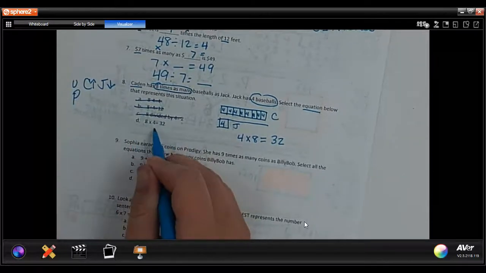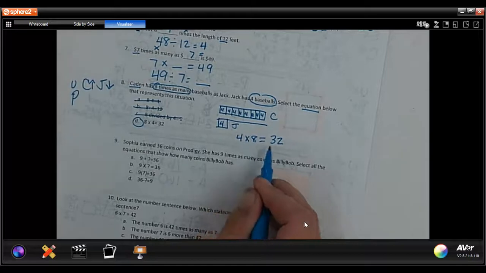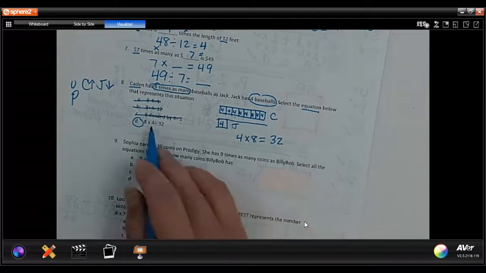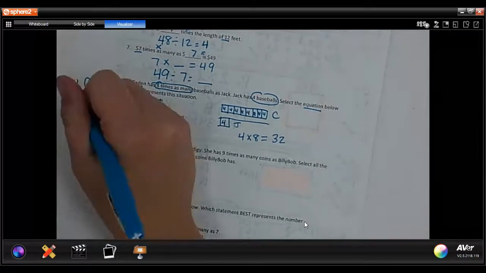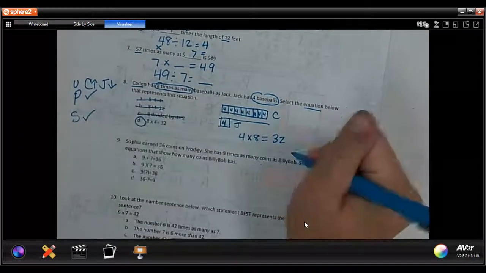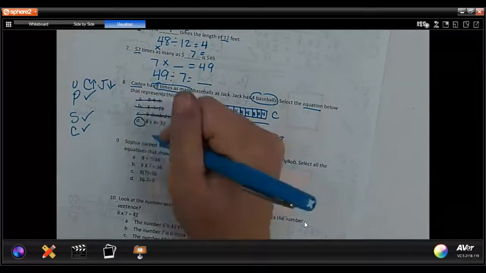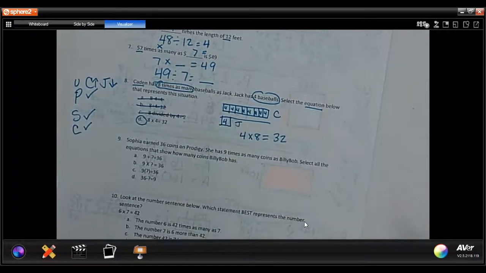And then 8 times 4 equals 32 is my answer because over here I did 4 times 8 equals 32, and that is the same as saying 8 times 4 equals 32. So I planned it by drawing my picture. I solved it by writing my equation, and I checked my work by going over every single answer instead of just picking the first one that I saw.